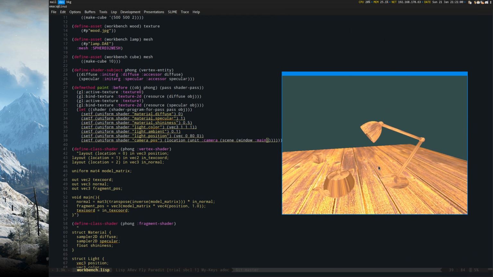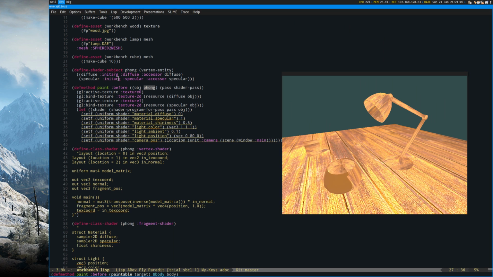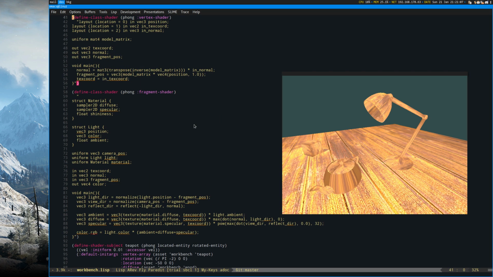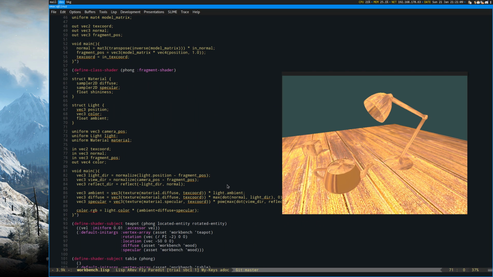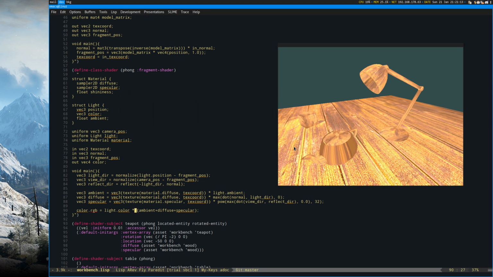Okay, good. The problem was that the method I was defining was specialized on texture class and not Phong. So yeah, good job.